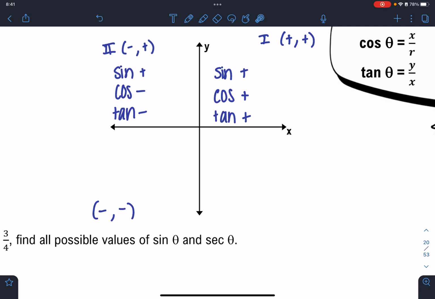So here in this quadrant 3, you're going to have a negative and a negative, right? You're to the left and you're down. So sine this time would be negative and cosine would be negative.